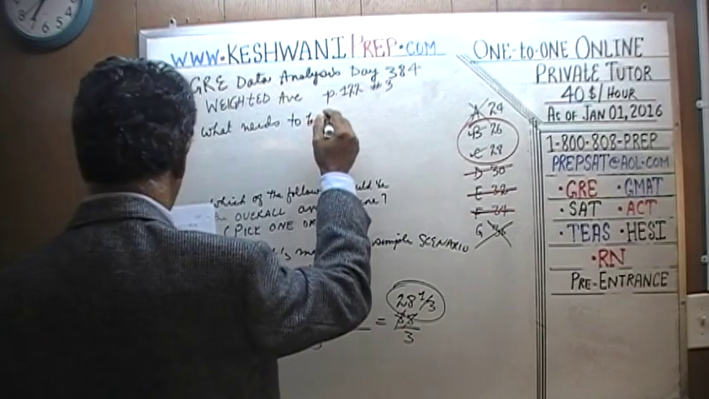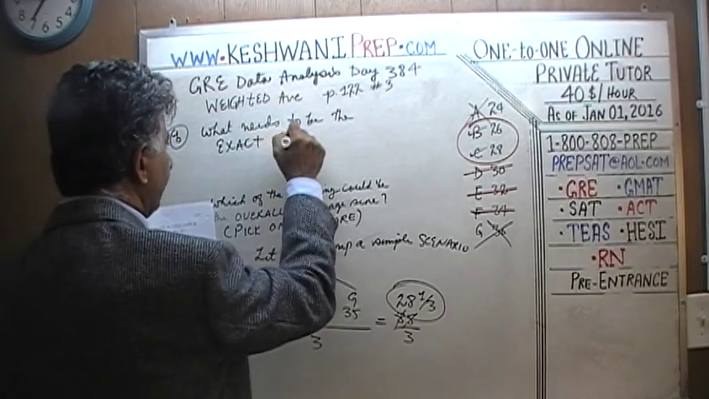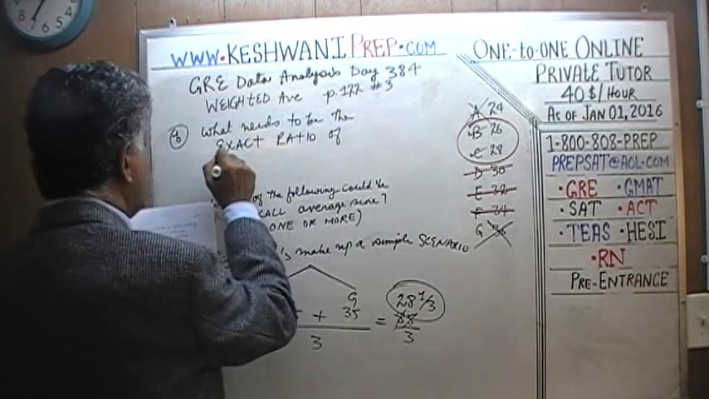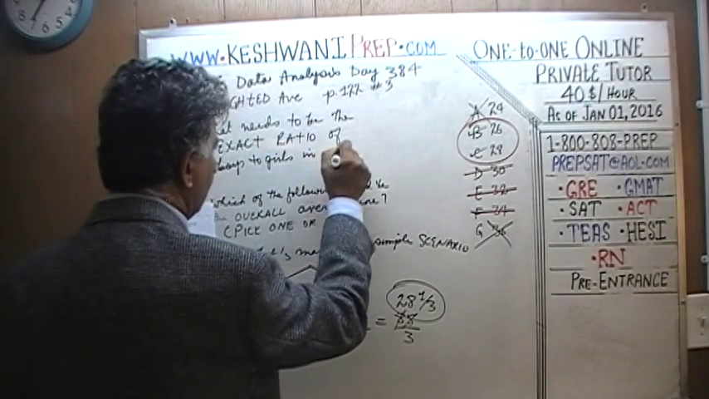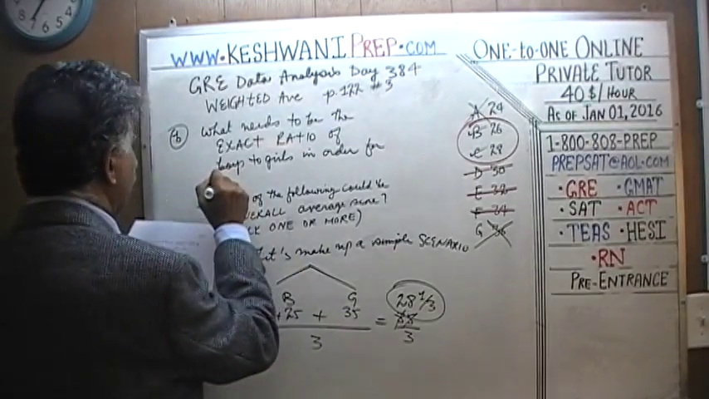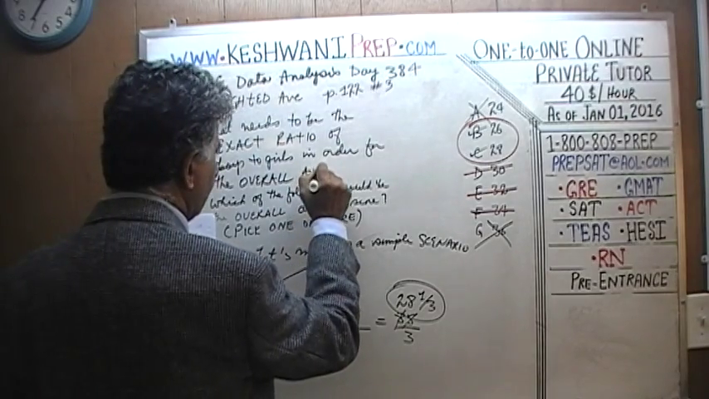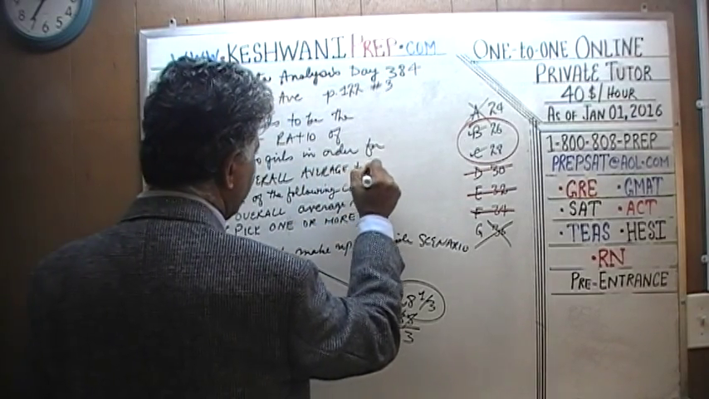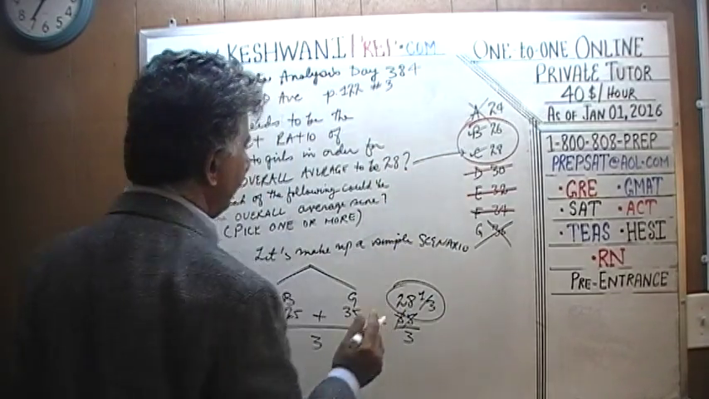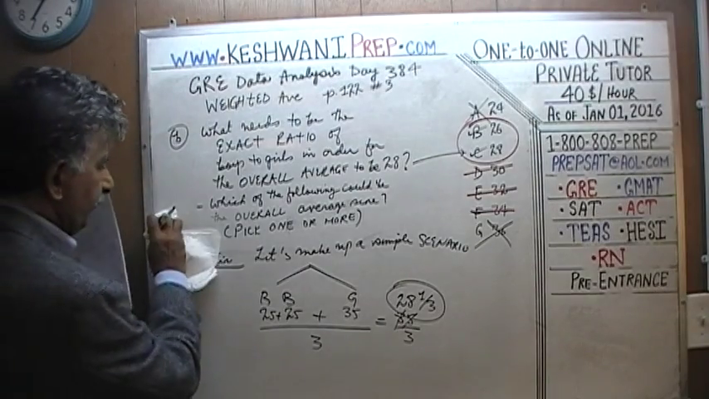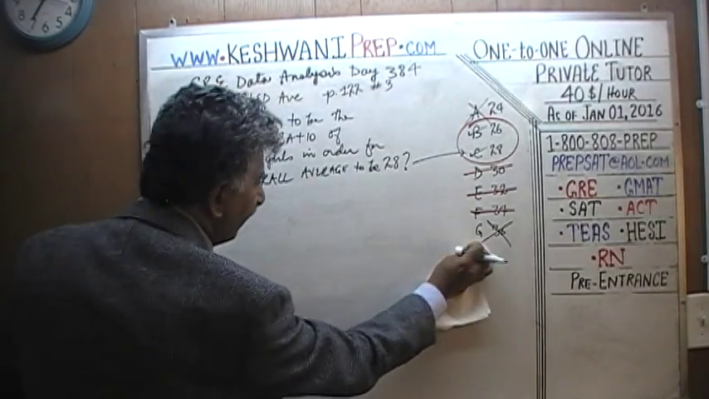What needs to be the exact ratio of boys to girls in order for the overall average to be 28, which is this part right here, 28, C? Let's find out, shall we? What needs to be the exact ratio of boys to girls?